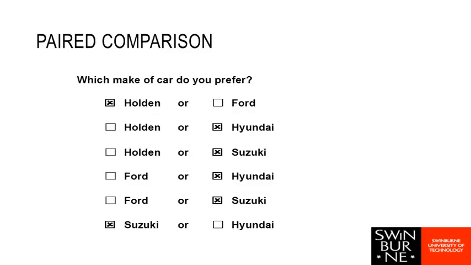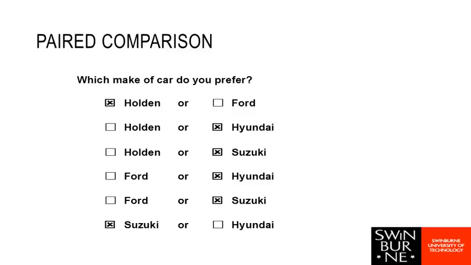There's 2 main difficulties with this method. The first is sometimes you might get some inconsistencies. You might find that the person prefers Holden to Ford, and they prefer Hyundai to Holden, but then they prefer Ford to Hyundai. So that's inconsistent. That can be a problem with actually trying to get an order to someone's preferences if they've ticked the boxes in an inconsistent manner.